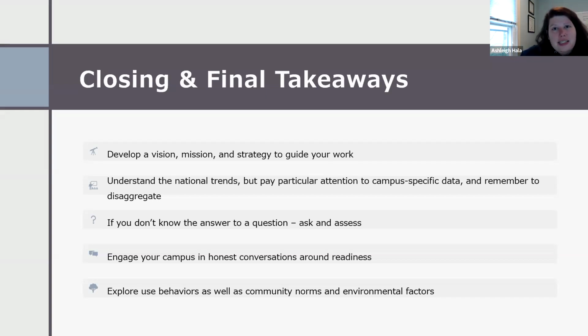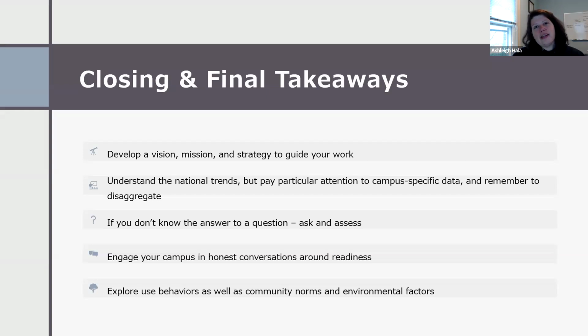It is really easy to see large data sets and to look at the experience of the typical student. But I want to challenge us to move beyond the typical student, meaning the populations that most frequently answer the survey. We need to disaggregate and look at all of our communities in as much detail as possible. If you don't know the answer to a question, in the needs assessment, if you remember, there was that block that said, what don't we know? Ask. It's a great place to start.